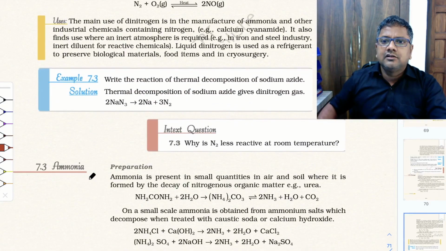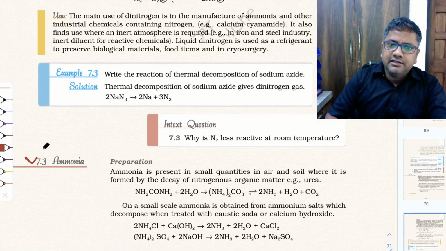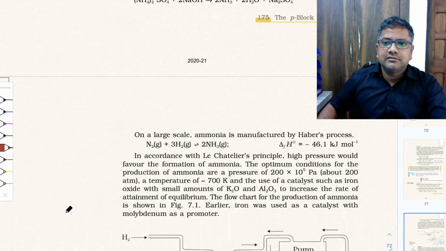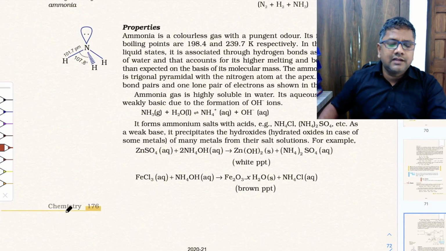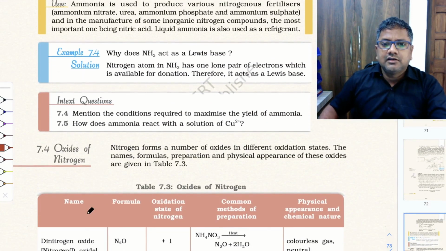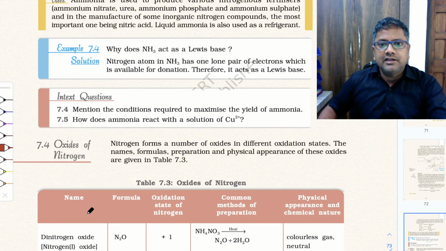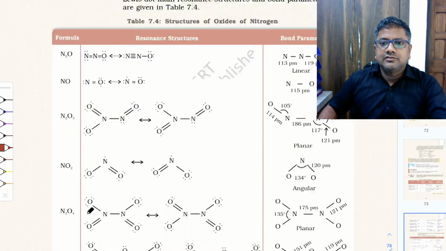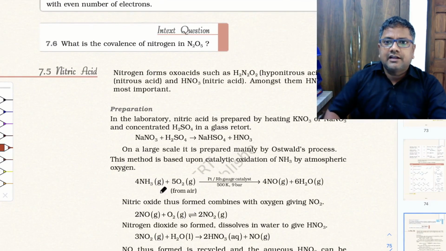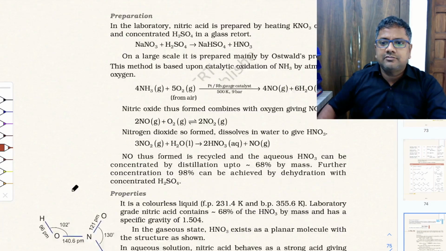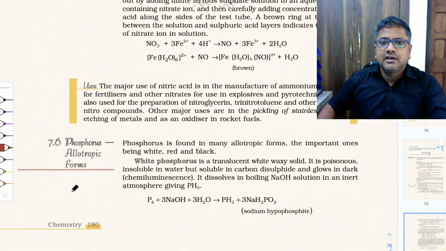Dinitrogen, ammonia is there in your syllabus in the preparation, and nitric acid, right? Properties of nitrogen, ammonia and nitric acid. Oxides of nitrogen, yes, oxides of nitrogen, physical and chemical properties, preparation, properties and uses, compounds of nitrogen, preparation, properties of ammonia, right? So oxides, nitric acid. So you have to go through this.